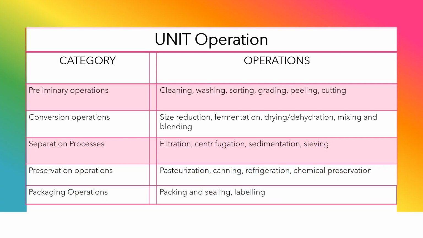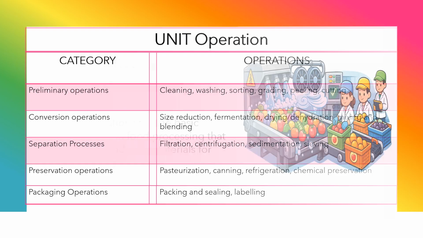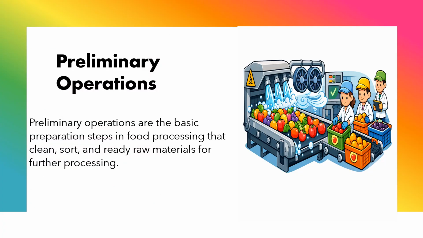So, moving on to the unit operation categories, it includes preliminary operations, conversion operations, separation processes, preservation operations, packaging operations. We'll go through these categories one by one and explain each of them fully. So let's start with the first category, that is preliminary operations.